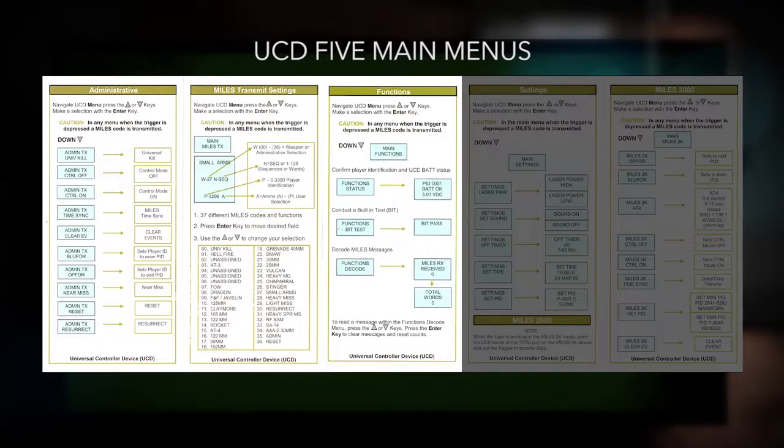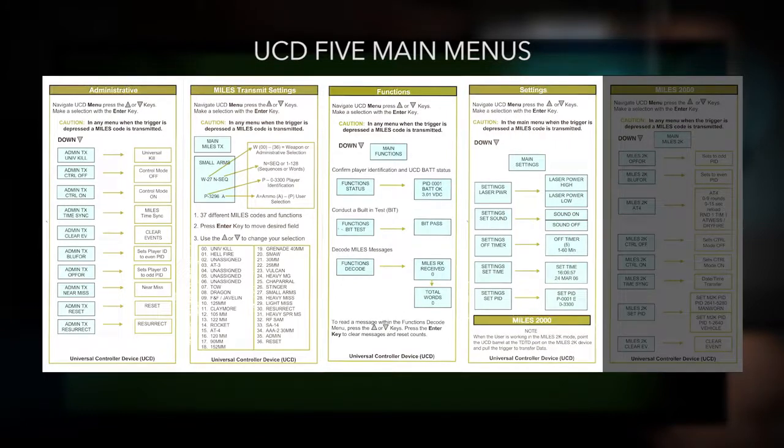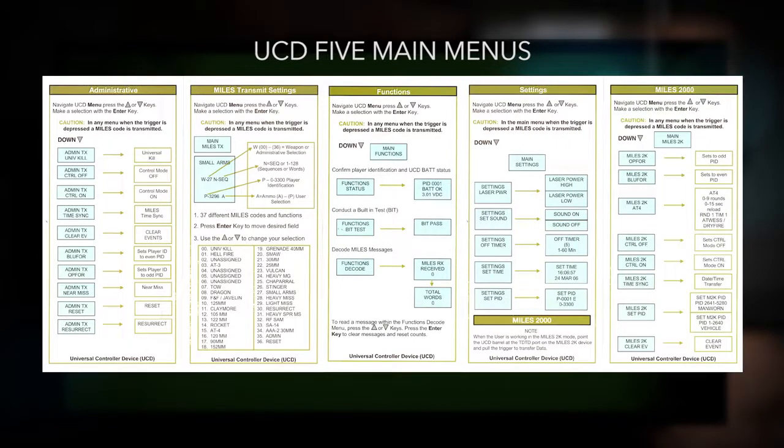Functions is used to access and check UCD-specific functions for player identification, PID, and battery status, built-in test, bit status, or decoding Miles codes from external devices. Settings is used to configure the UCD. Miles 2000 is used to change or adjust Miles settings for OP4 Blue 4 PIDs, set manual PIDs for individual weapon systems, vehicles, and so forth.